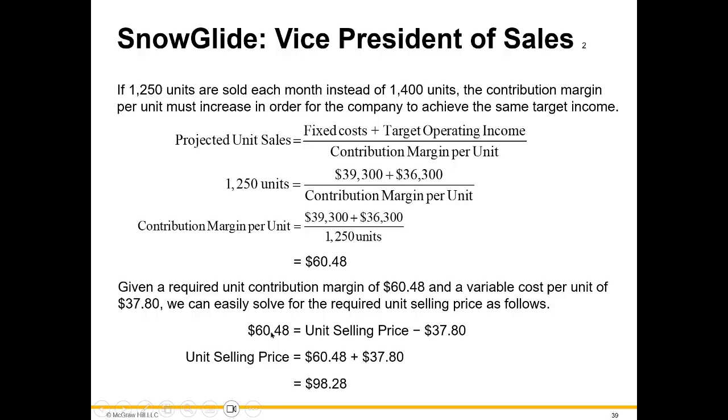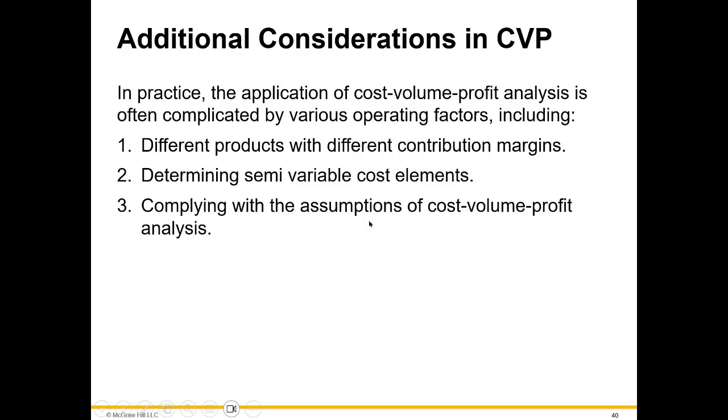So we want a contribution margin. Remember, contribution margin is the unit selling price less the variable cost per unit. And so we're going to solve for unit selling price and say that's got to be $98.28. So you can see how we can do this what-if analysis based on different scenarios.